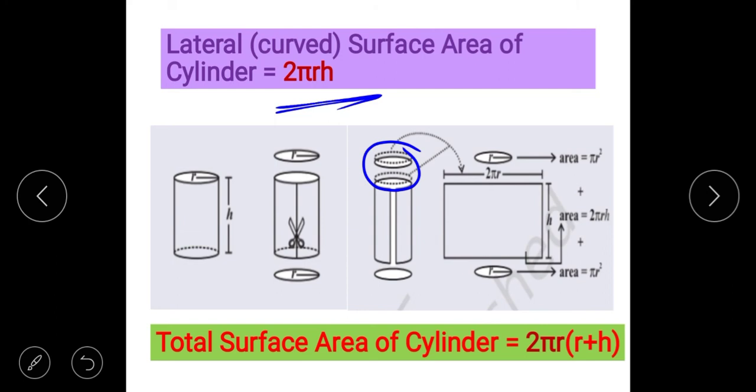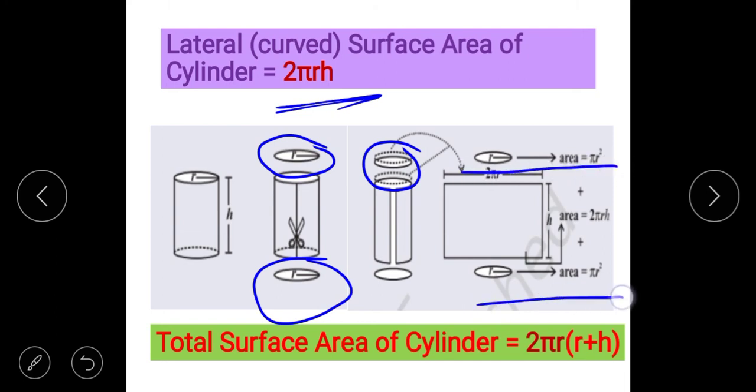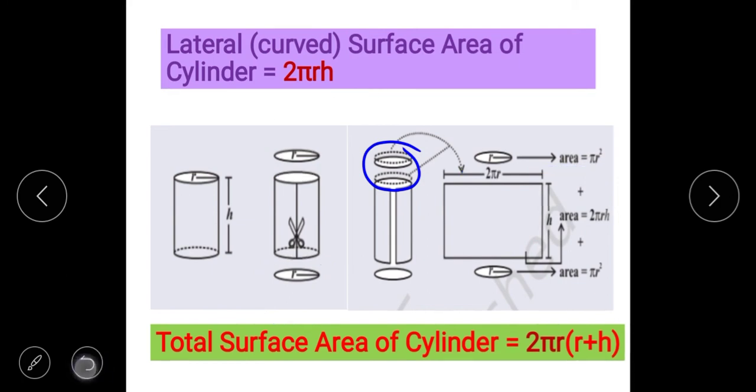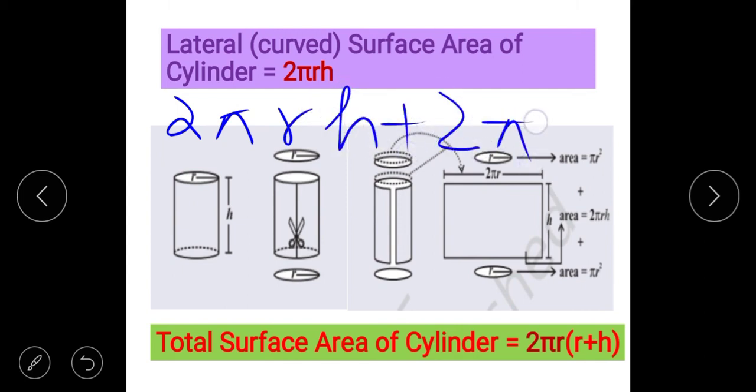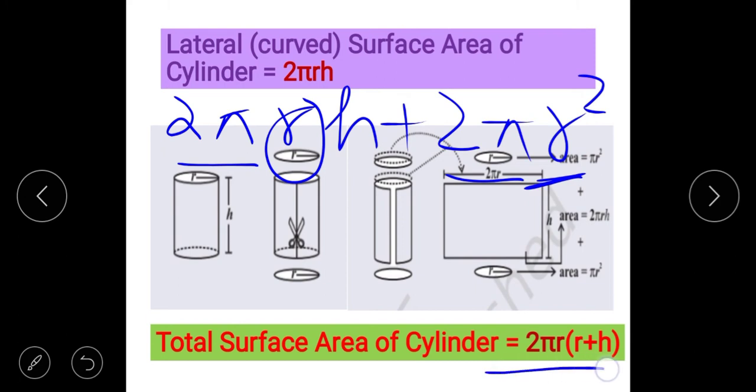Now for finding the total surface area, we also have to take the area of these circles. So what is the area of a circle? Pi r square. There are two circles, so 2 pi r square. So 2 pi r h plus 2 pi r square. Take 2 pi r common, and you will get 2 pi r in bracket r plus h. So this is your total surface area of the cylinder. And don't forget, the unit of area is unit square.